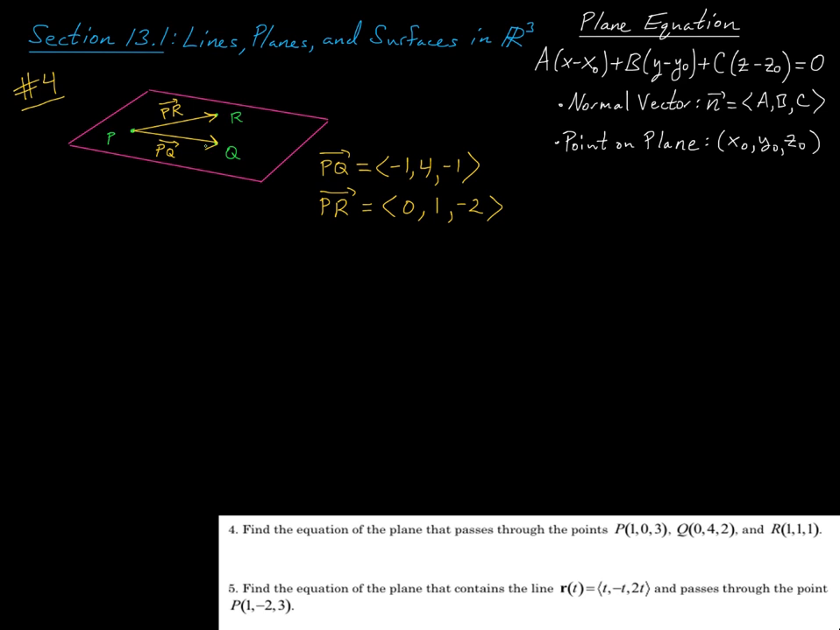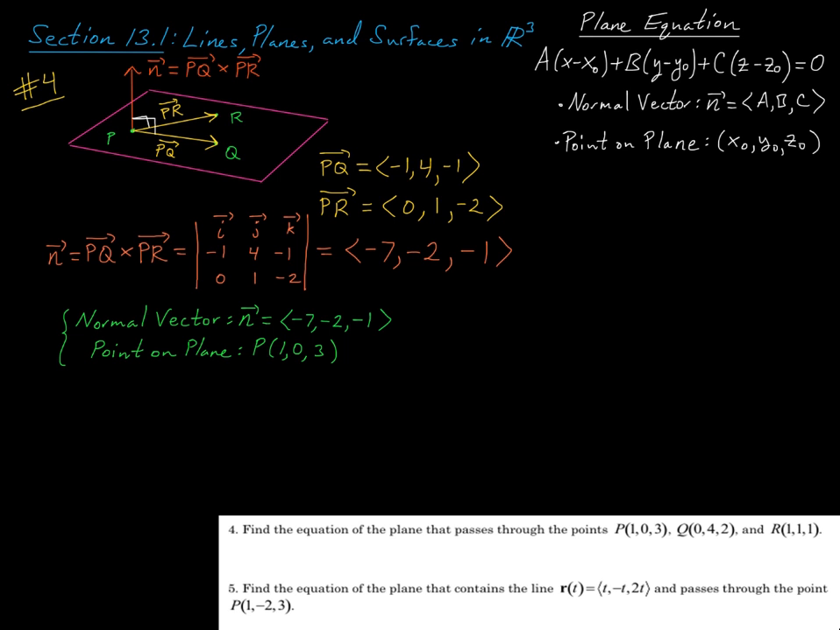Okay, since the points P, Q, and R all lie in the plane, these 2 vectors, PQ and PR, are parallel to our plane. And so if I take their cross product, this vector n will then be a vector normal to our plane. Okay, so I go ahead, I have PQ and PR here. I take the cross product and I get this vector (-7, -2, -1). Okay, so this is a normal vector for this plane.